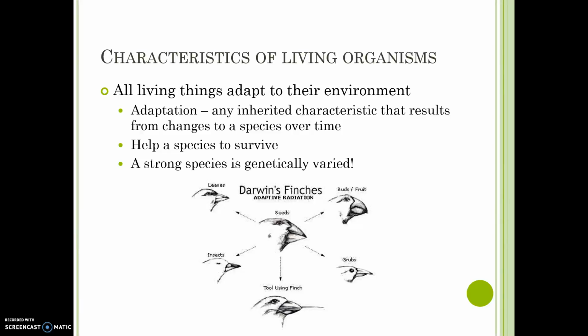An organism that is well adapted to its environment is more likely to survive. And a strong species is a species that is genetically varied, or that has lots of genetic variation on many different traits. And so you see down here, Darwin's finches. All of these birds are adapted to their environment. Their beak is shaped, or adapted, for the type of food that they eat. And so this is a very important concept. We will definitely come back to this concept in our evolution unit.